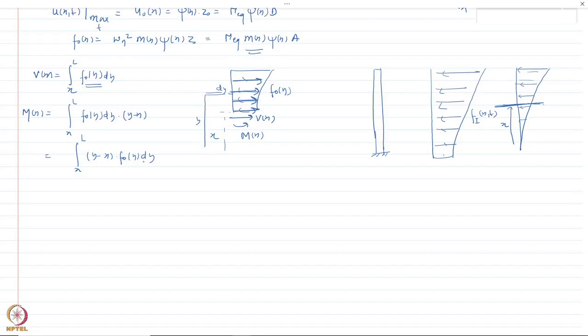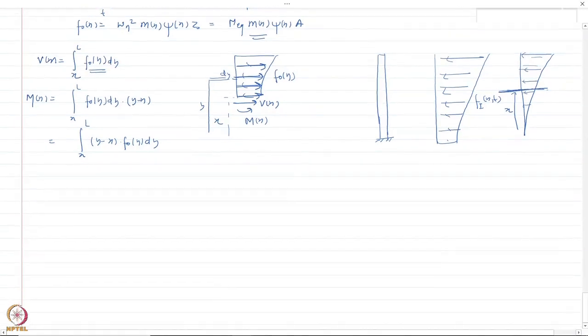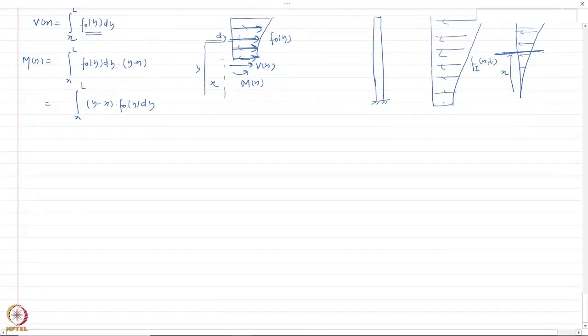Now, the parameters that are of more importance in this case are the base shear and the base moment, which are typically used to find out the base shear of a structure in the equivalent static method. So in that case, I can write down at the base VB, all I need to do, the lower limit now becomes zero, and this is F naught y dy integrated over the whole height.